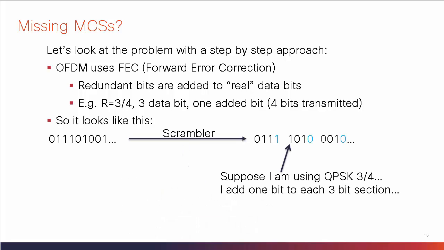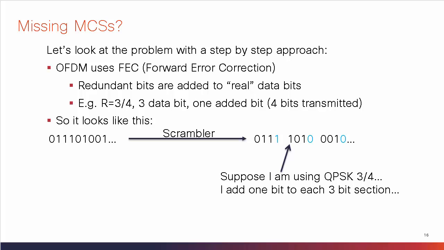Then, if you take, for example, a QAM with a rate of 3/4, you're going to group your bits in series of 3, and because you use this 3/4 rate, you're going to send 4 bits for each series of 3 real data bits.